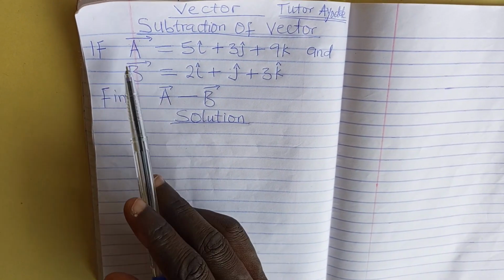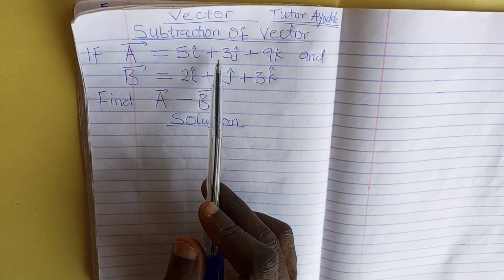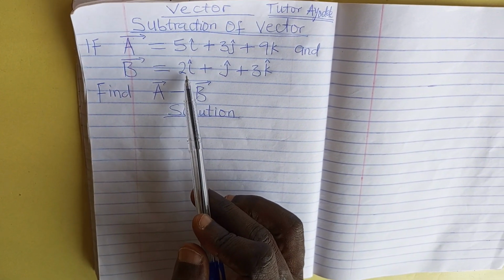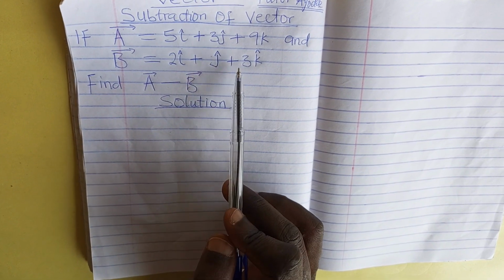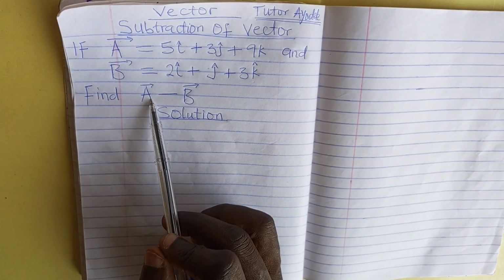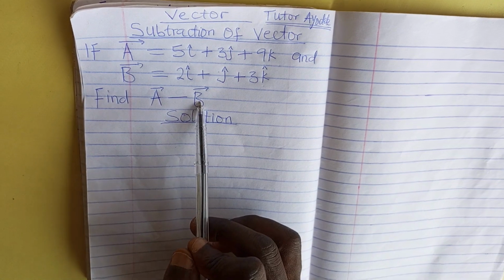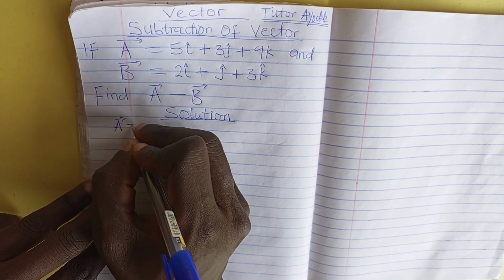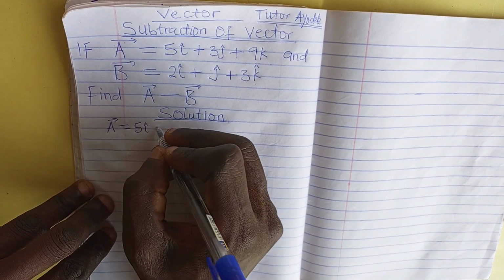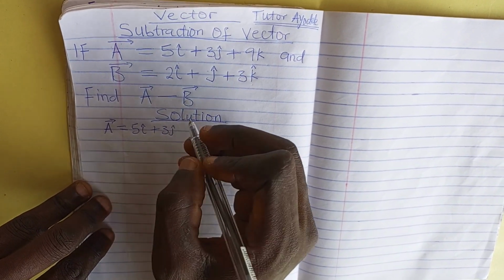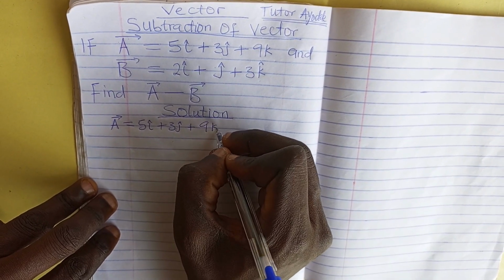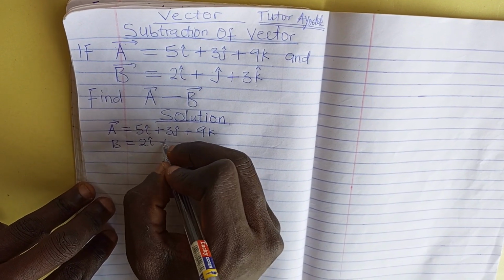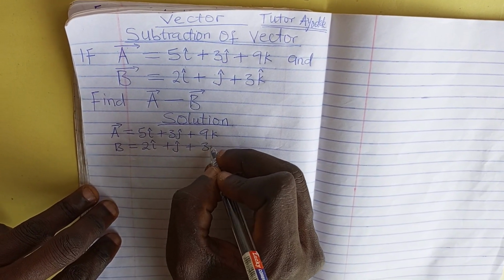Subtraction of vector. If vector A is equal to 5i plus 3j plus 9k, and vector B is equal to 2i plus j plus 3k, find vector A minus vector B. Okay, so we have vector A equals 5i plus 3j plus 9k, and vector B equals 2i plus j plus 3k.